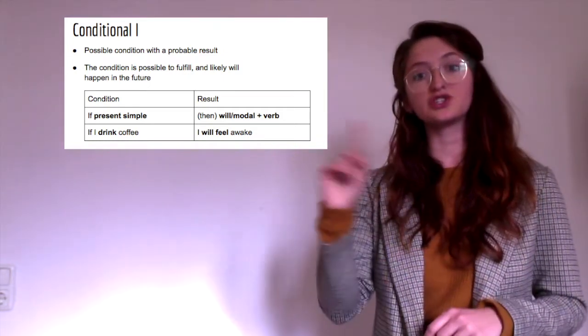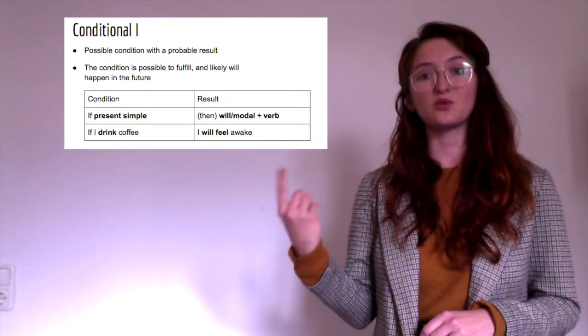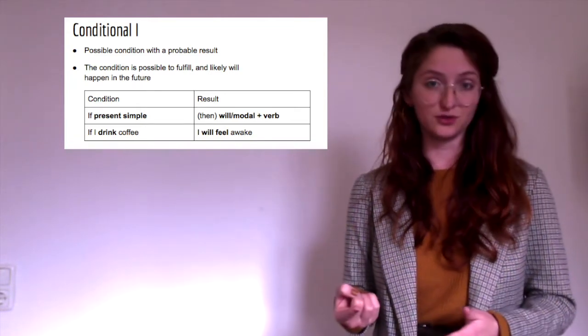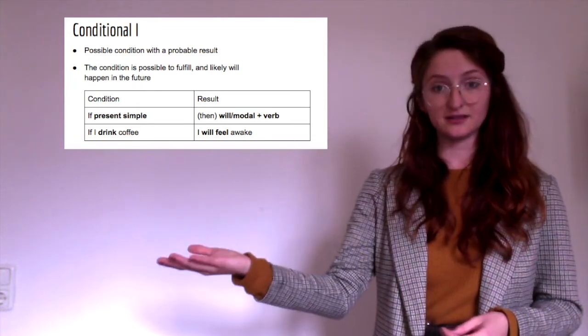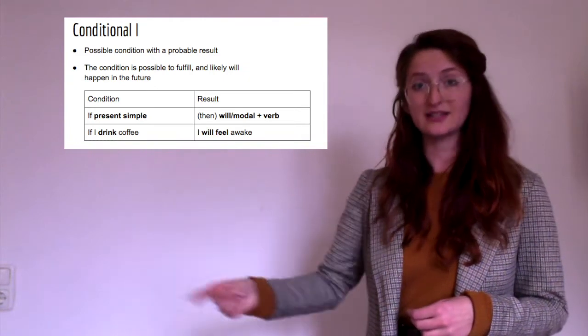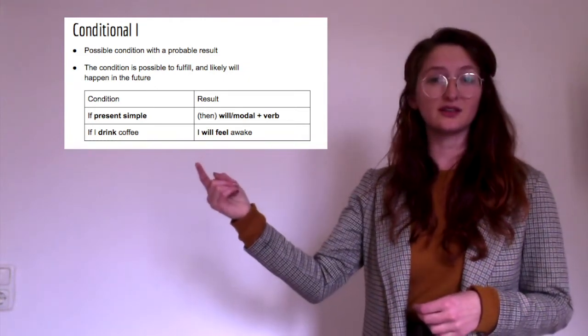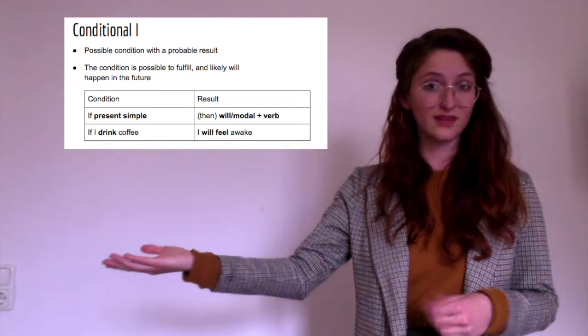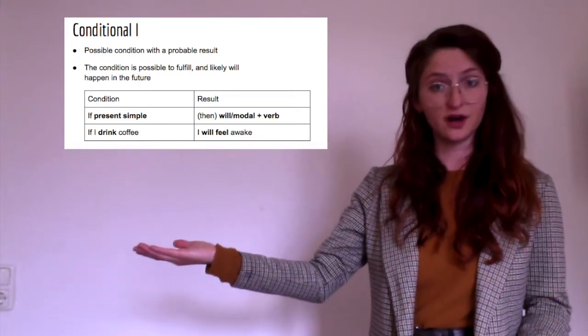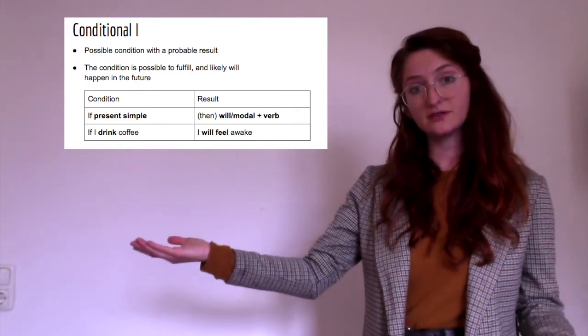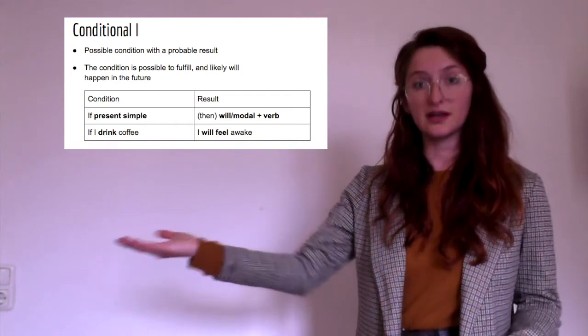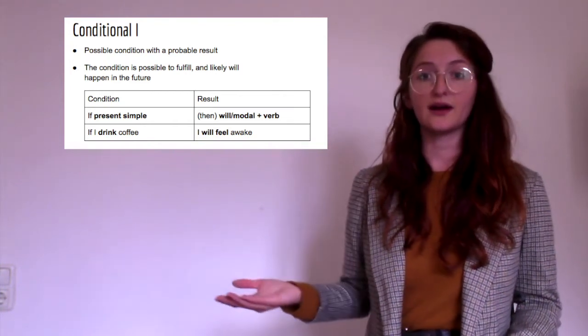So rather than being a general truth, this is something that will probably happen in the future as long as something else happens. In that situation, we're talking about a possible condition. I could drink coffee. It doesn't mean I'm drinking coffee right now. I could drink coffee. It's possible. If I drink coffee, I will feel awake.